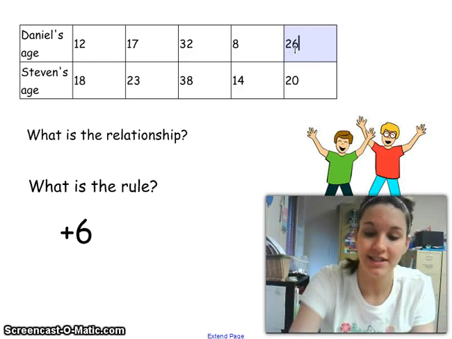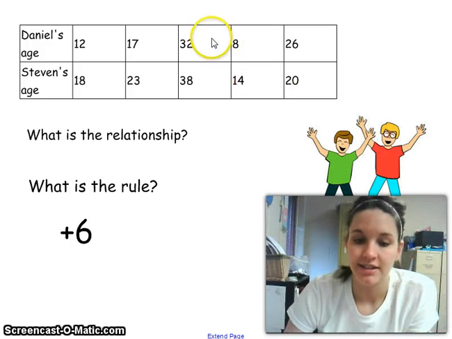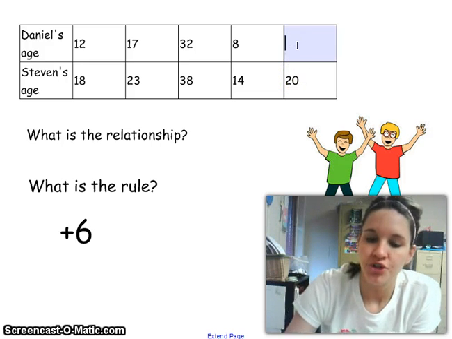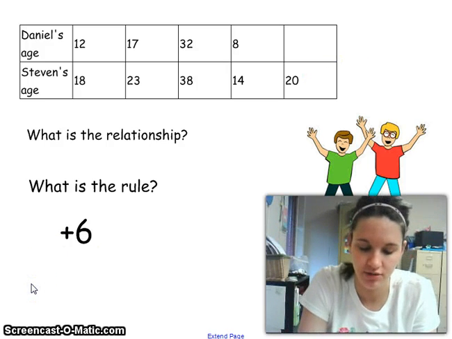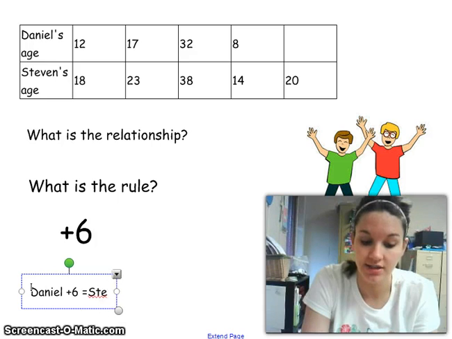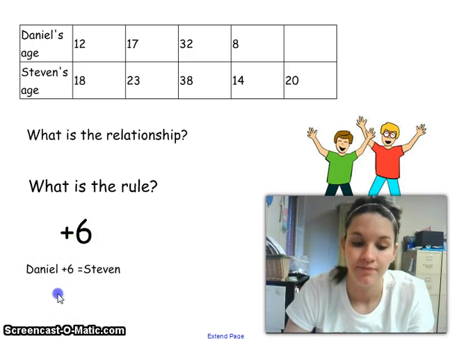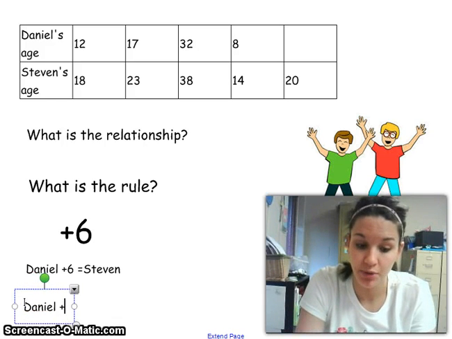But if I put a 26 here, that's going to make my pattern not consistent anymore, because every time I was taking Daniel's age and adding 6. Well, now if I take Daniel's age and add 6, I don't get 20. So how am I going to figure out this box? Well, if I know that Daniel's age plus 6 gives me Stephen's age, I can go ahead and solve this problem because I don't know Daniel yet, but something plus 6 gives me Stephen's age, which I know is 20.